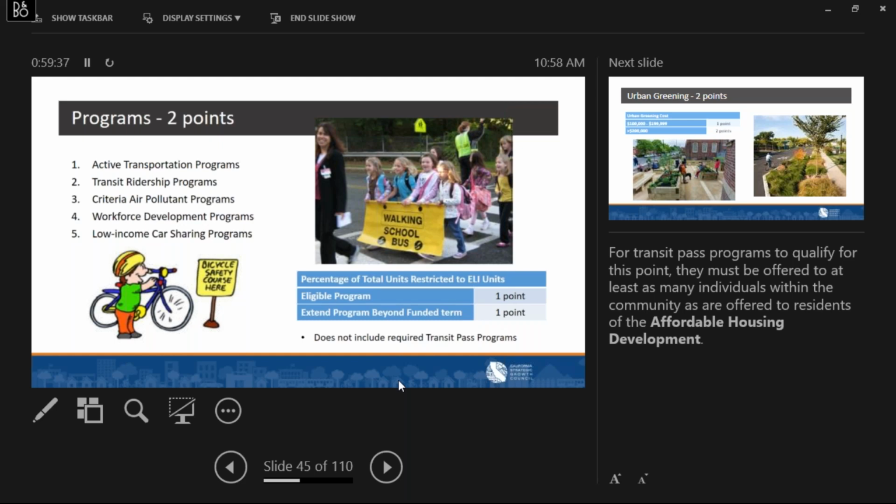And then a second point is available for programs that are going to be extended beyond our AHSC grant term, or can show that they will be funded beyond our AHSC grant term, which is 3 years, so funded beyond 3 years.